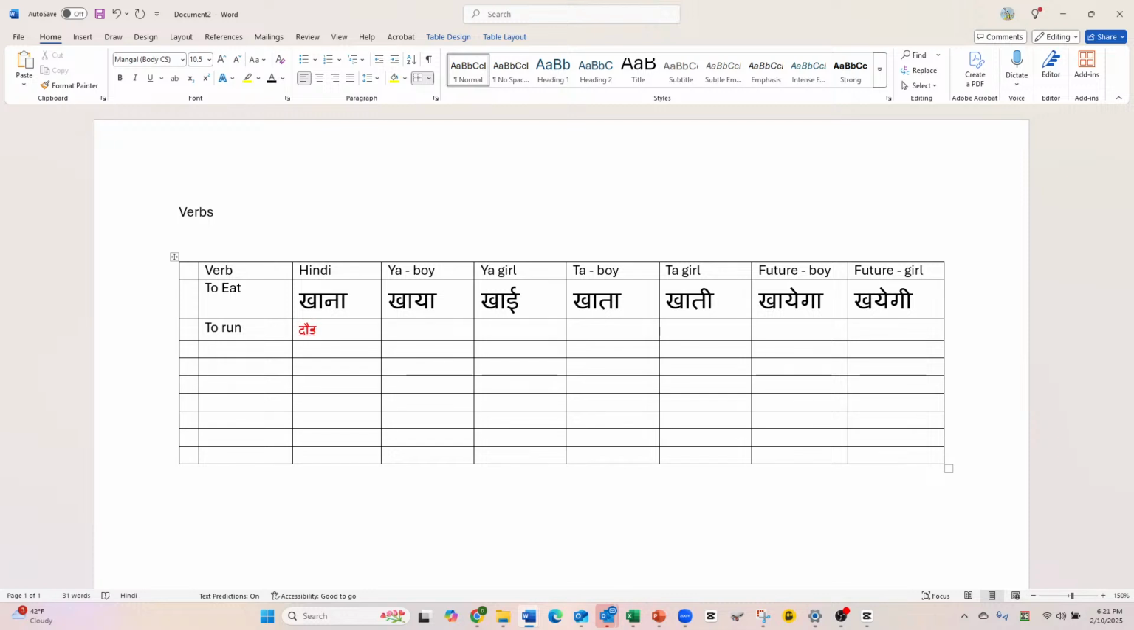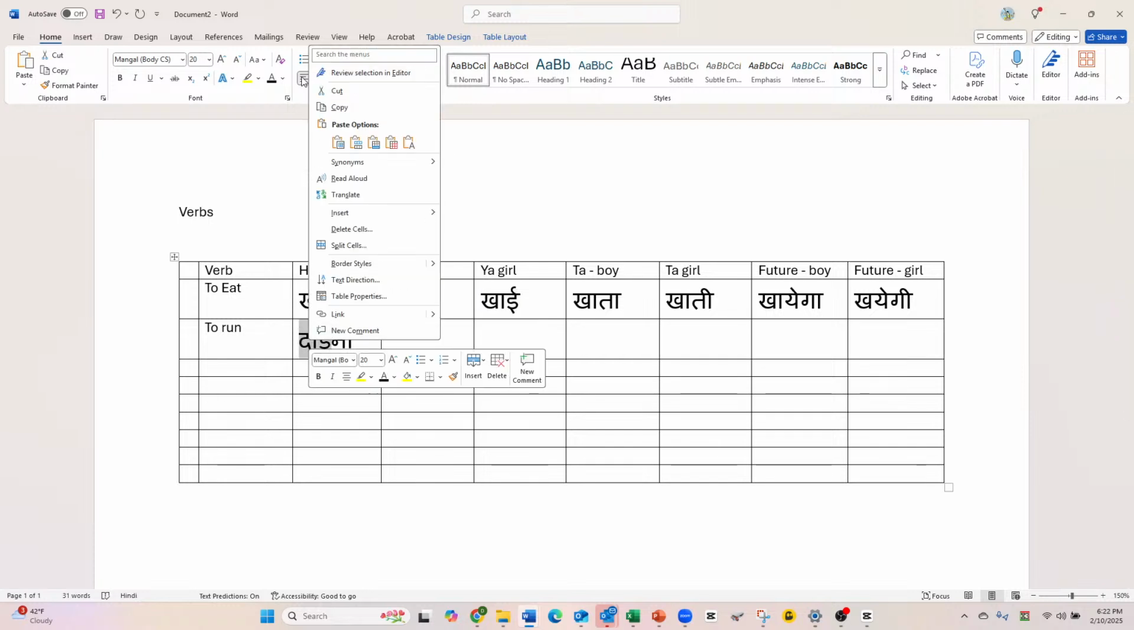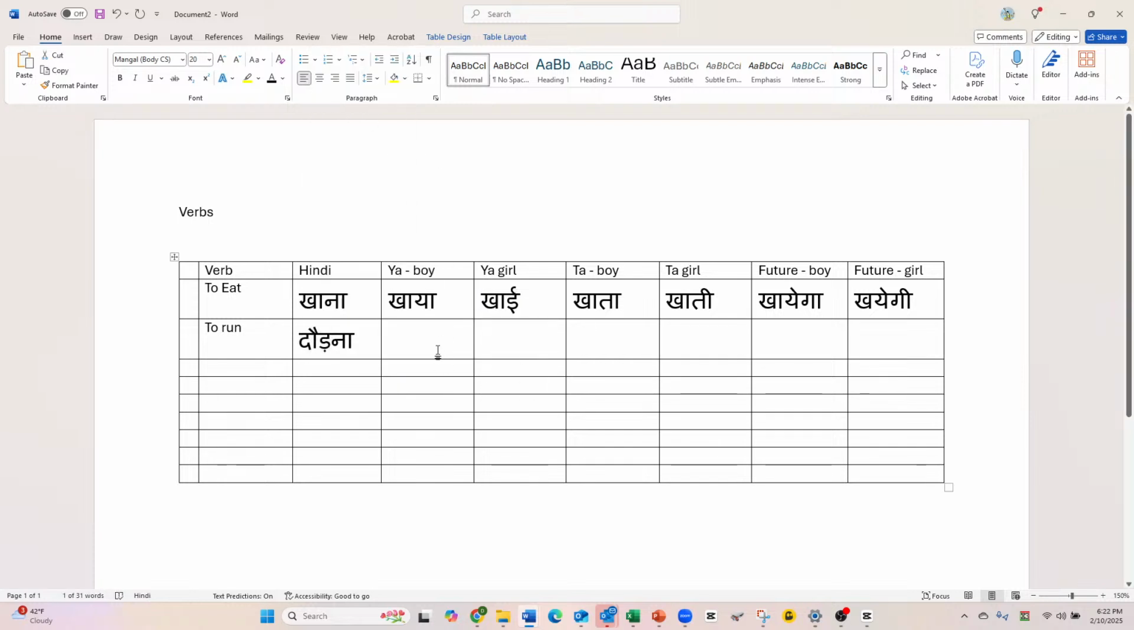Hold on. Let me get the right spelling. Dordana, and let's also make it bigger. Dordana. Okay. So what is the ya form of Dordana? What is ya form of दौड़ना? Now look. What is the root of Dordana?